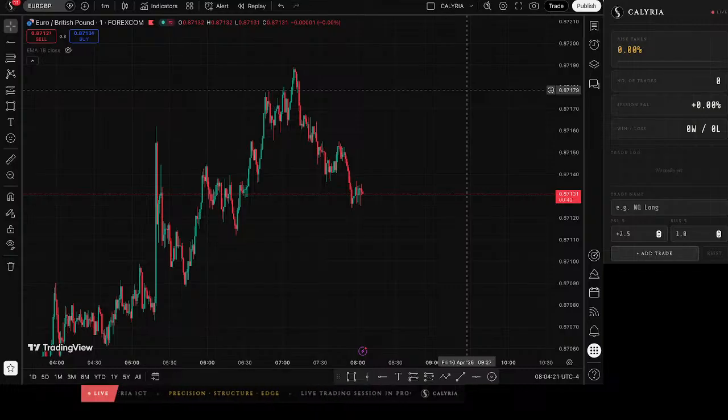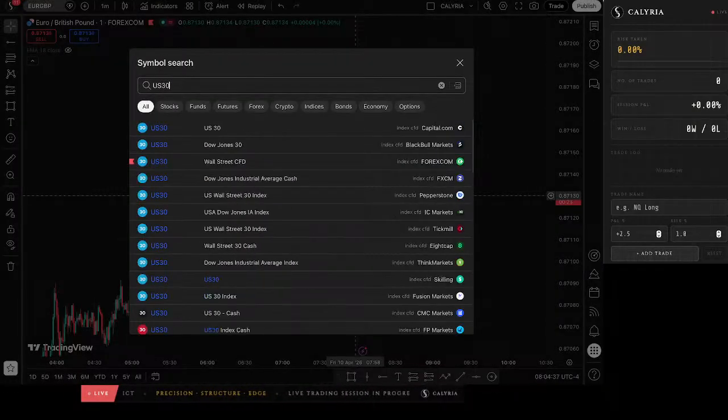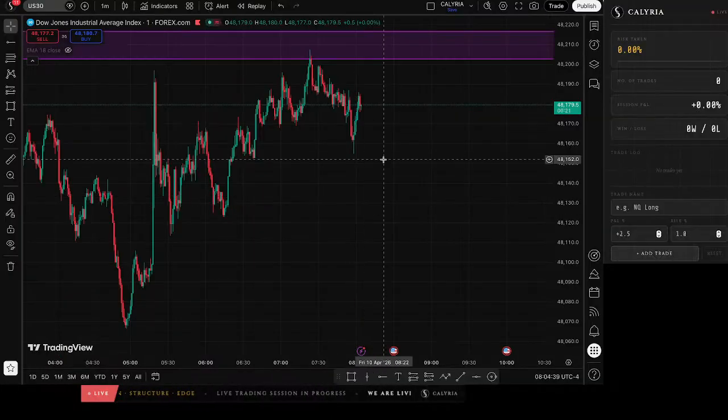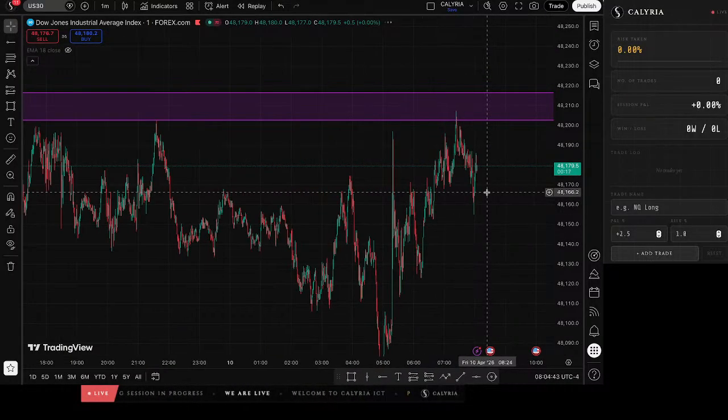Meanwhile, let's look at US 30 to see if we are getting any kind of trade there. So yeah, it had tried to go up a little bit. And yes, I want it to go up, and after it goes up I will tell you the TP.